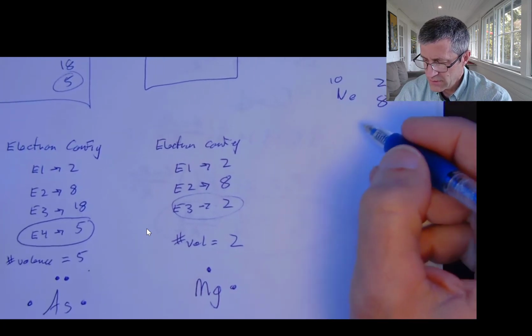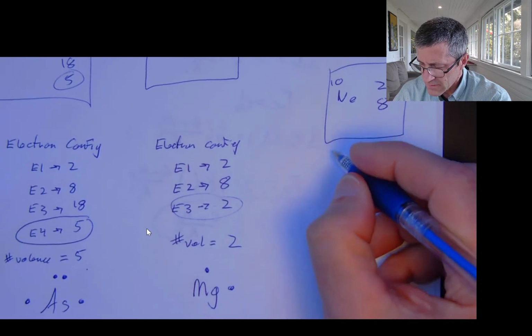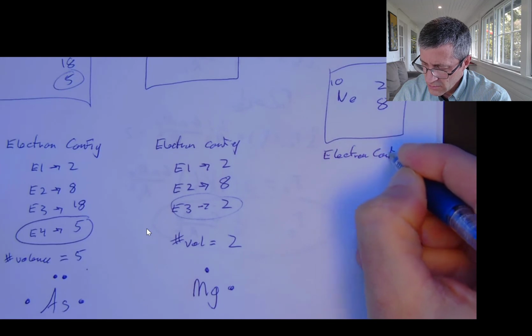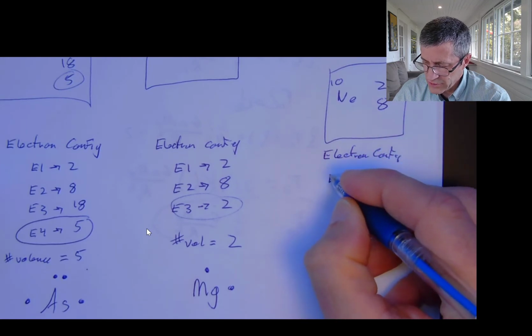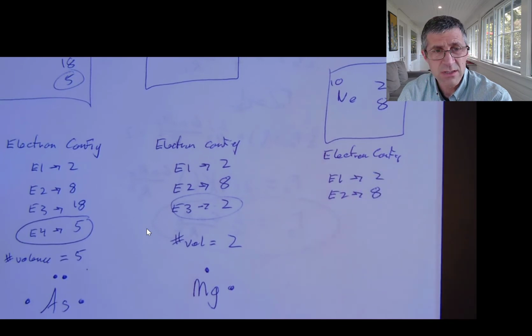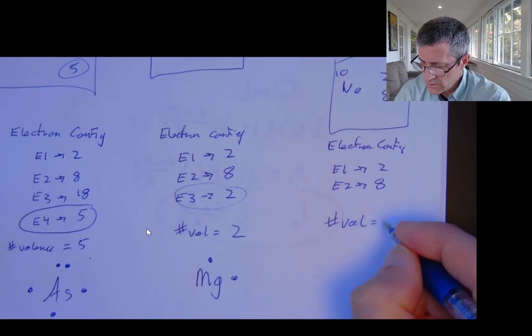Last example, let me go to neon. If I look up neon, I'll find this information. So my electron configuration is going to be, at energy level 1, I'm going to have 2 electrons. Energy level 2, I'm going to have 8 electrons. So the number of valence electrons is going to be 8.